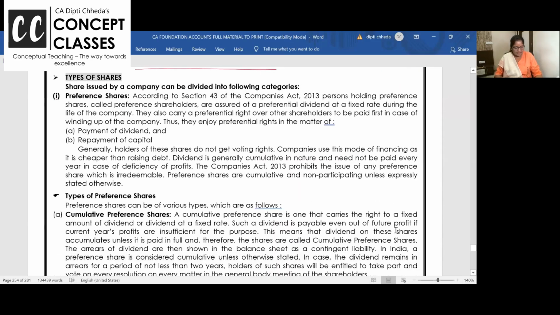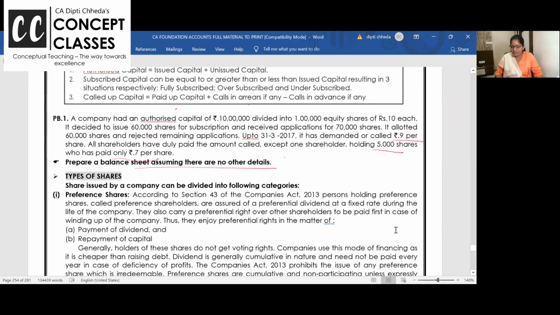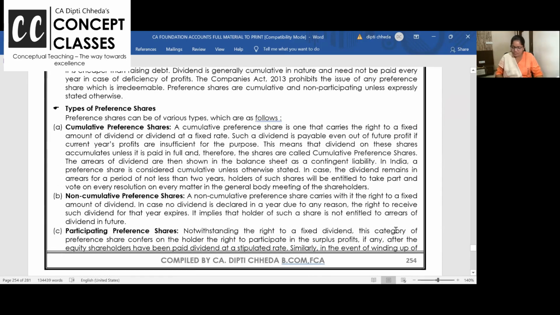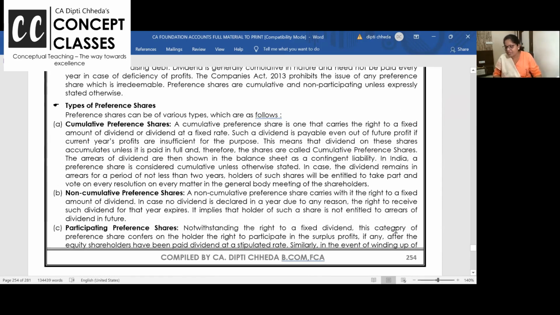Types of shares. So we have already completed types of share capital. Now there are 2 types of shares, equity shares and preference shares. Preference shares are to be repaid. You know, you cannot issue nowadays irredeemable preference shares. So just it's for your knowledge. So we are doing it.